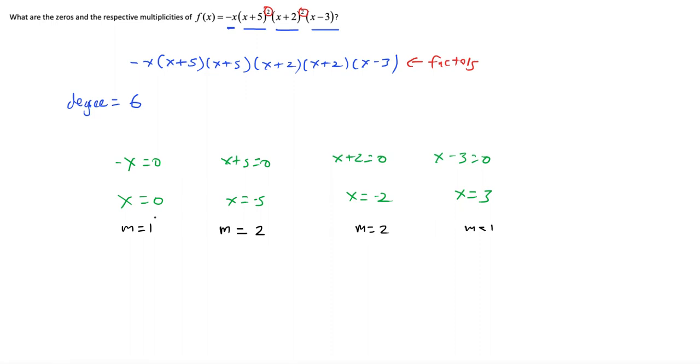Notice what happens when you add the multiplicities together: 1 + 2 + 2 + 1, that total equals 6, which should match up, because we know that the degree of this polynomial is 6. So let's summarize this. There are 4 factors, but the degree is 6, so the multiplicities total should add up to 6.